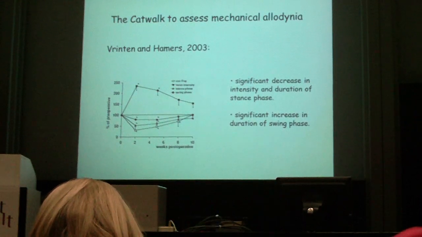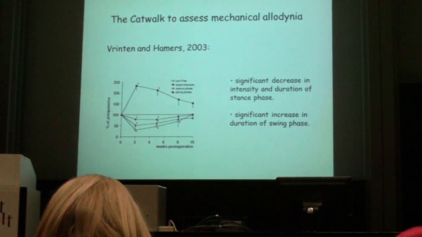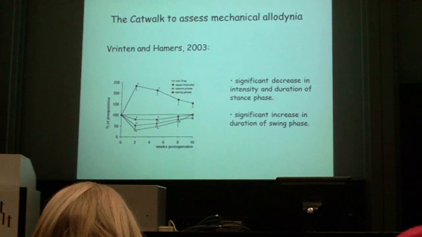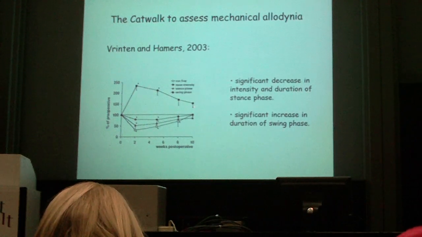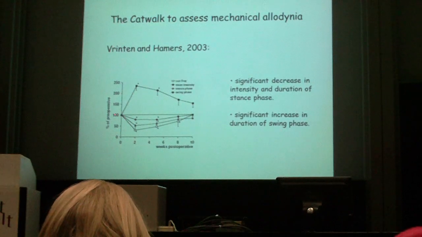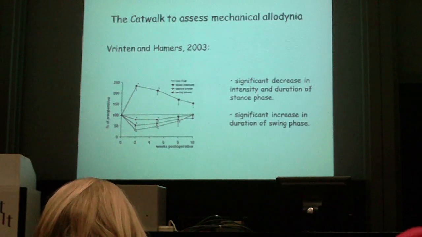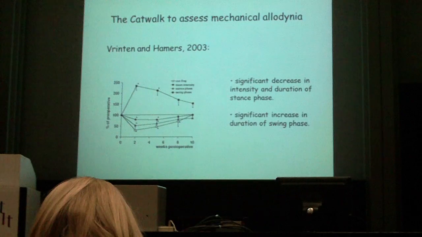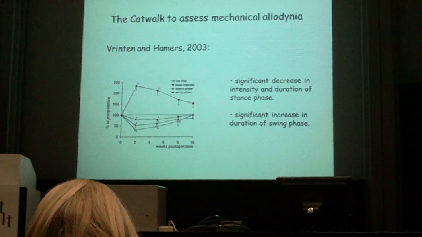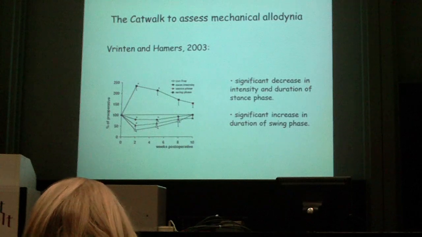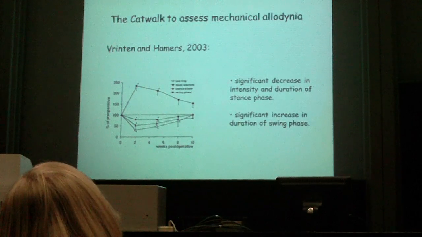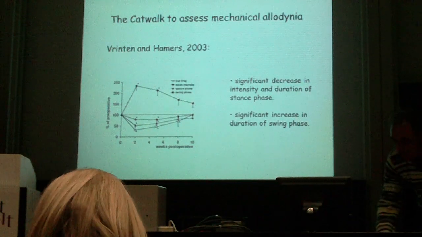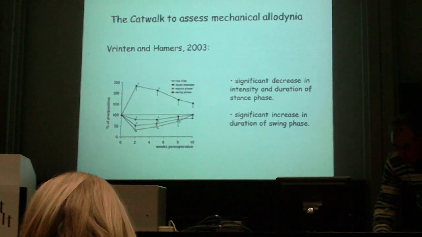You can see here with the CatWalk we have mean intensity. This is the stance or the swing phase: increased swing phases, as I told you, decreased stand phases, and the intensity of the paw plate also becomes less. So you can use these parameters with the CatWalk just by allowing the rat to run across a glass plate for pain assessment. And that's what we do at the moment. So a couple of these tests, and the results from that will come back.